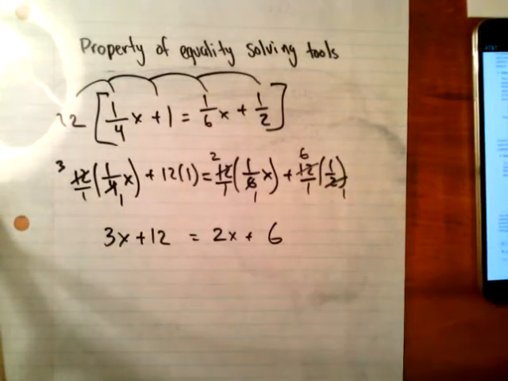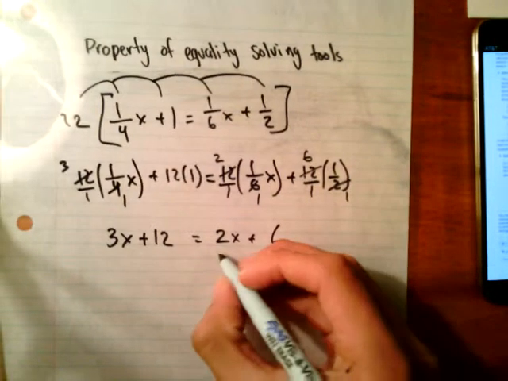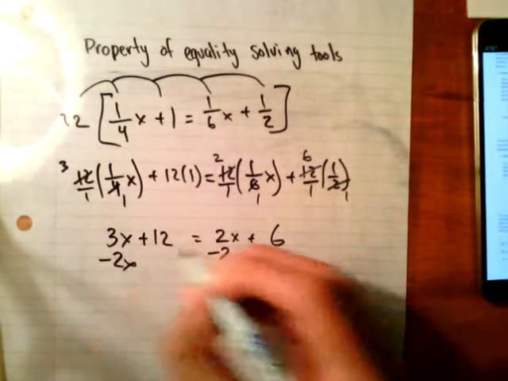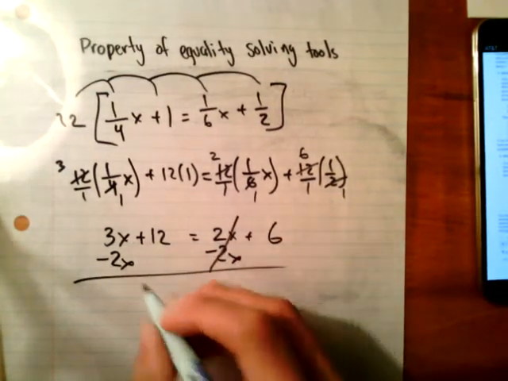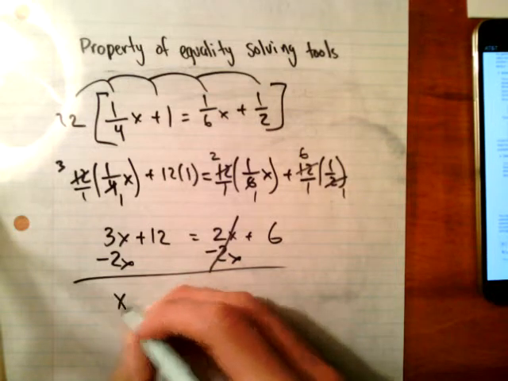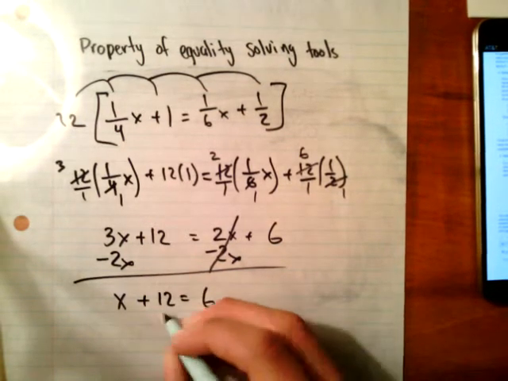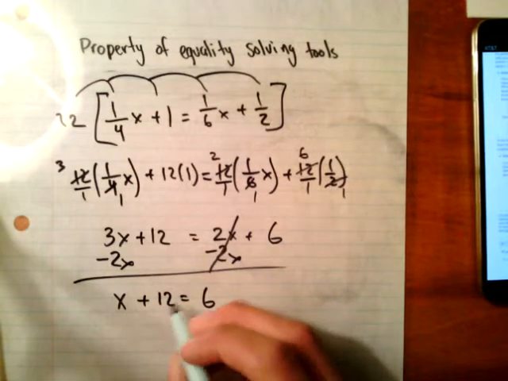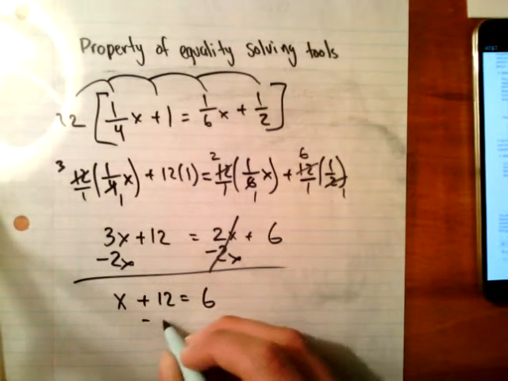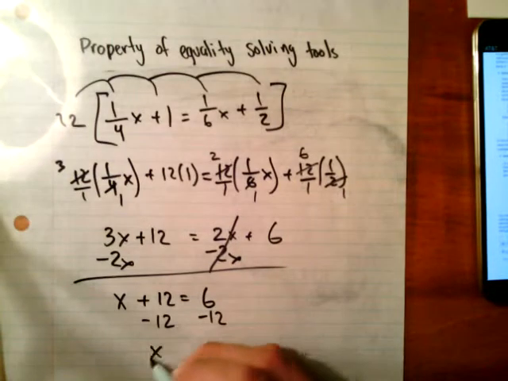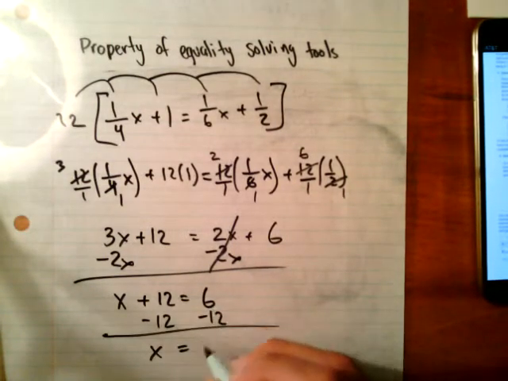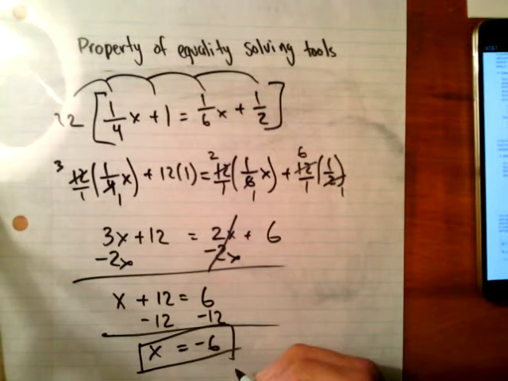Now from here, we want to solve the equation by isolating the variable. As I stated in the previous example, my preference is to move the smaller variable to whatever side the larger variable is on. So we're going to subtract 2x from both sides. The 2x cancels here, and 3x minus 2x gives us just x plus 12 is equal to 6. Next we want to isolate the variable, so we must move the constant to the other side, so we'll subtract 12 from both sides. And 6 minus 12 gives us negative 6, and this is our solution.